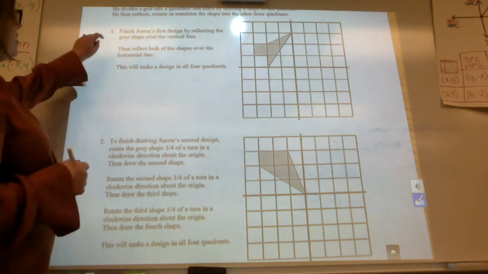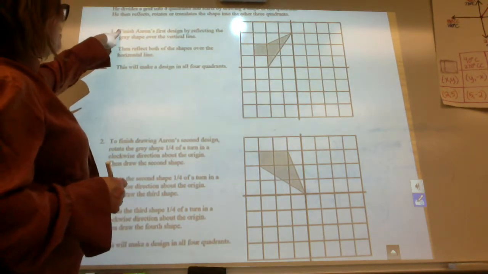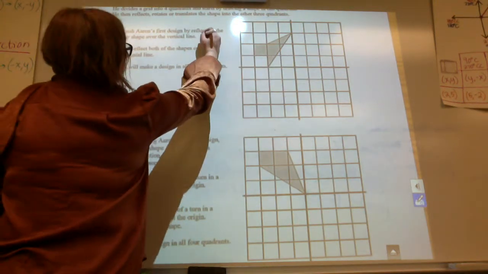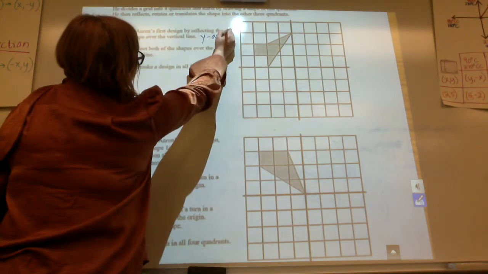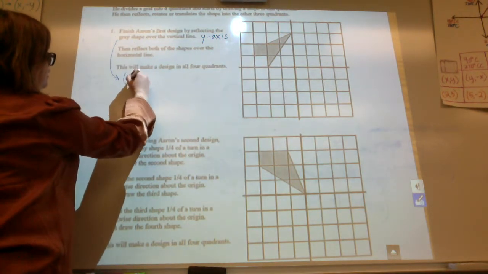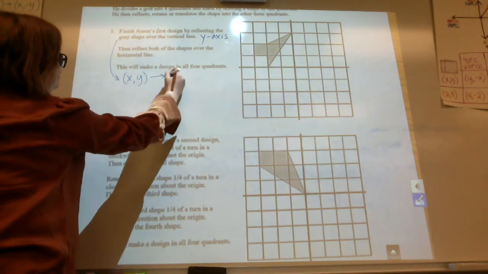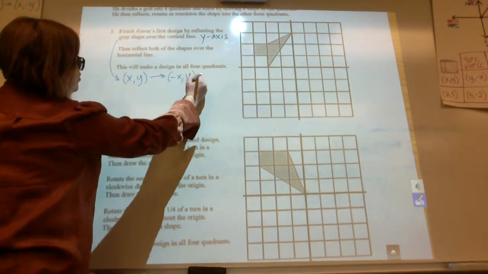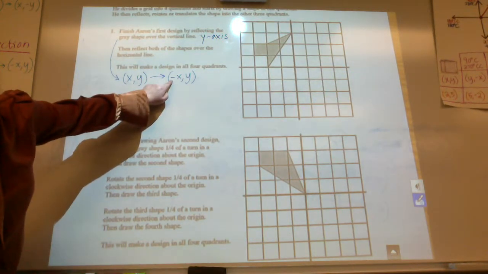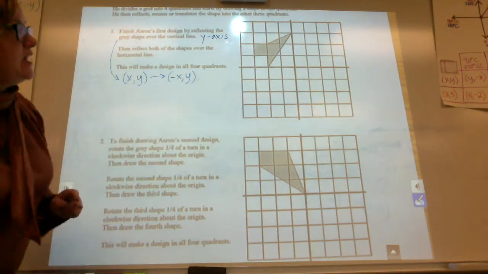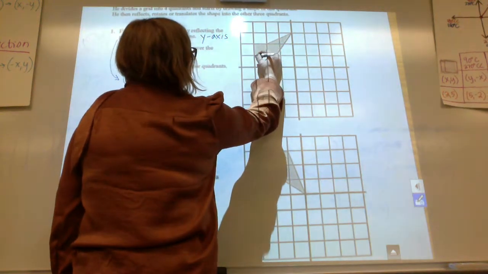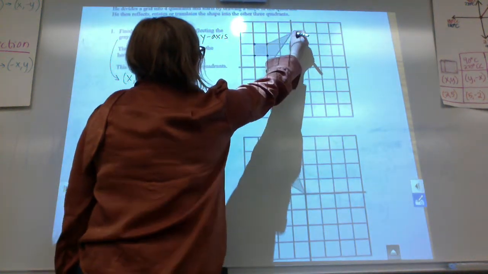images are different. So starting with number one, Aaron's design is created by reflecting the gray shape over the vertical line. The vertical line being the y-axis. And as you recall, in a y-axis reflection, my x comma y become opposite of x comma y. That is, I'm changing and taking the opposite of my x coordinate only. The y stays the same. So I'm going to use that rule to transform every single one of these points.